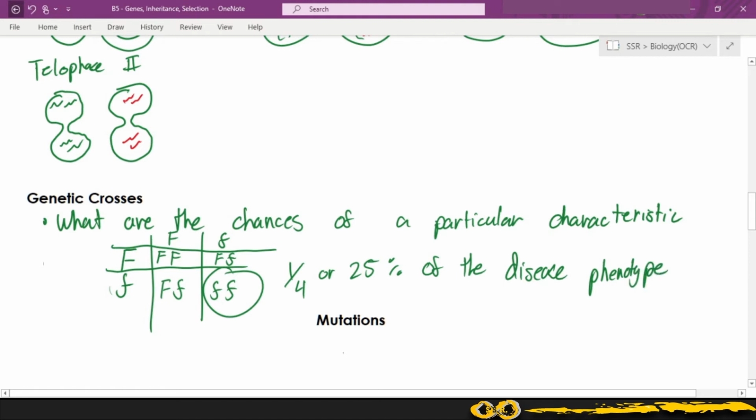This doesn't guarantee that if a couple had 4 children, there would absolutely be one of those children that has the disease. They could have all 4 healthy or all 4 with the disease. It just means that there's a 25% chance of that being the genetic combination between the 2 cells.